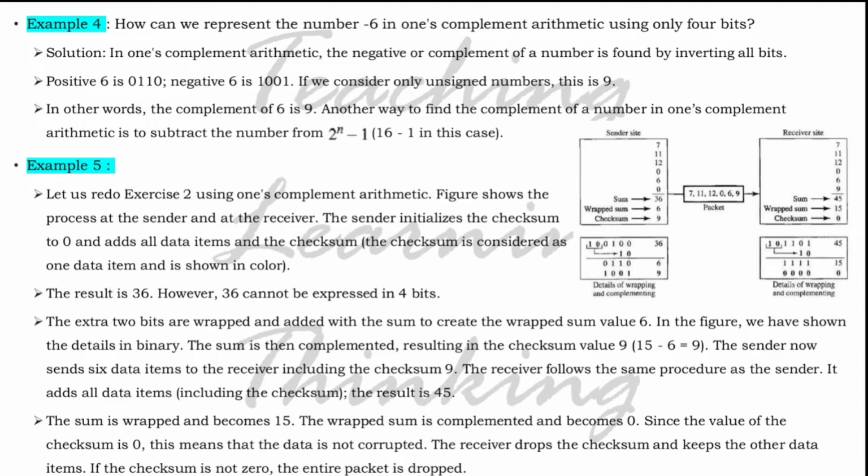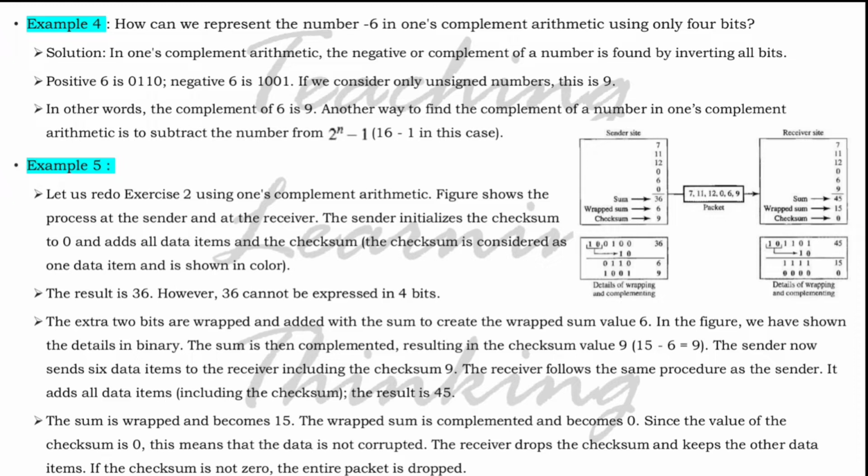The result is 36 if we add all the numbers. However, 36 cannot be expressed in 4 bits. The extra bits are wrapped and added to the sum to create the wrapped sum value 6. In the figure, we have shown the details in binary. The sum is then complemented, resulting in the checksum value 9. So 15 minus 6 equals 9.